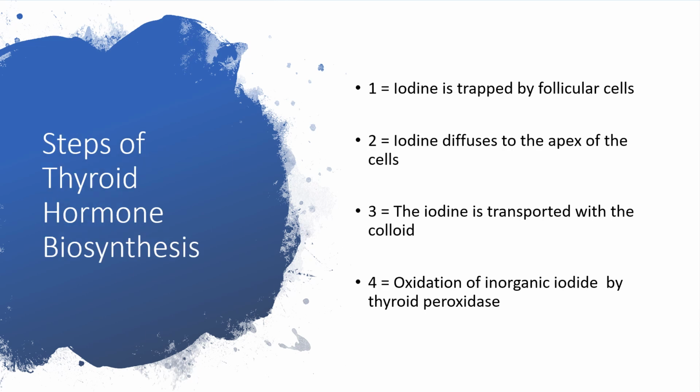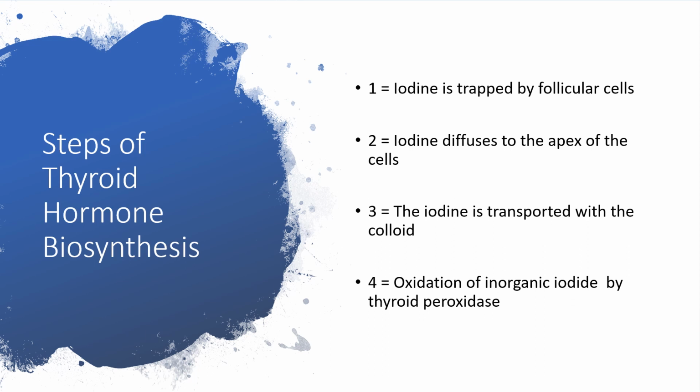The steps of thyroid hormone synthesis. Number 1, iodine is trapped by follicular cells, because that's very, very important for the synthesis. So iodine would then diffuse to the apex of the cells. The iodine is transported with the colloid, that is thyroglobulin.